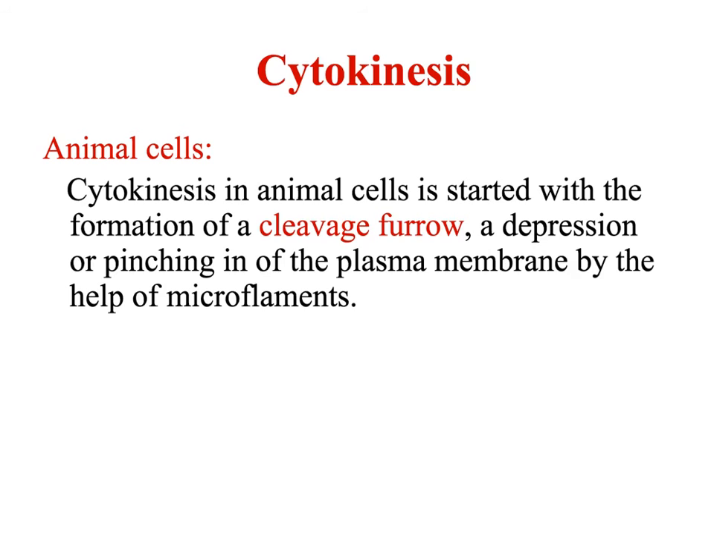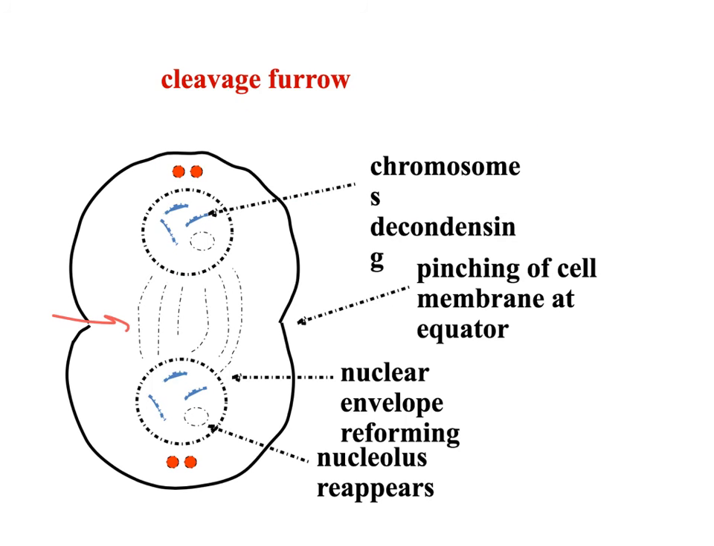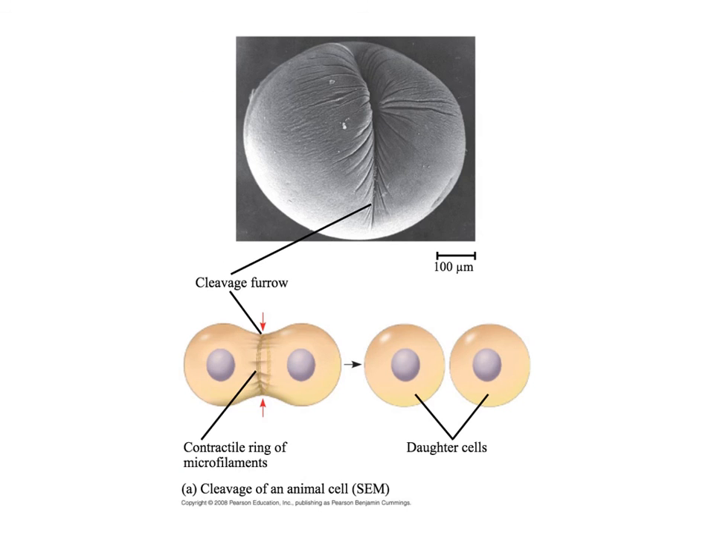and when the nucleus is divided into two, the cytoplasm also should divide, and we call this event cytokinesis. Cytokinesis is different in plant and animal cells. In animal cells, a cleavage furrow occurs. A cleavage furrow is the pinching of the plasma membrane by the help of microfilaments. You see, this is the pinching. By the help of microfilaments, the plasma membrane pinches, and you see the cleavage furrow. By the contraction of microfilaments, the cytoplasm is divided into two.